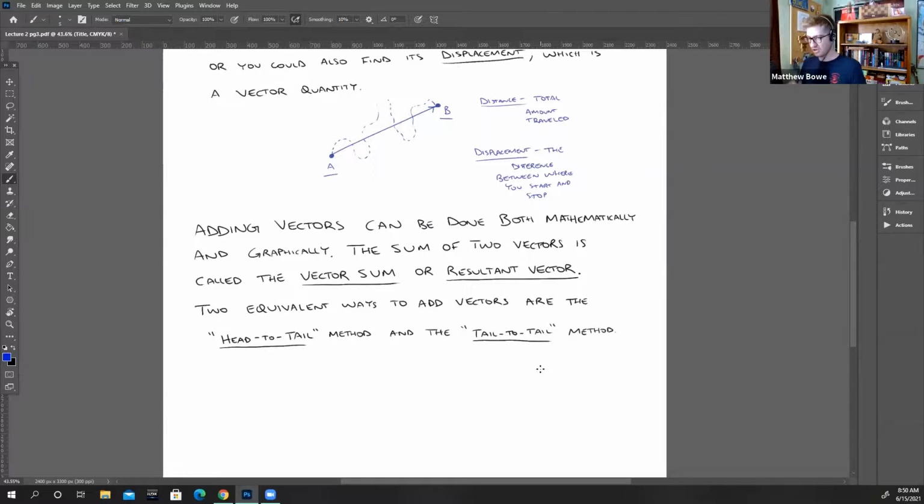So adding vectors, maybe we want to add multiple vectors together. How can we do that? We can do it on paper with just the math portion of it. We can also typically do it with a picture, graphically.